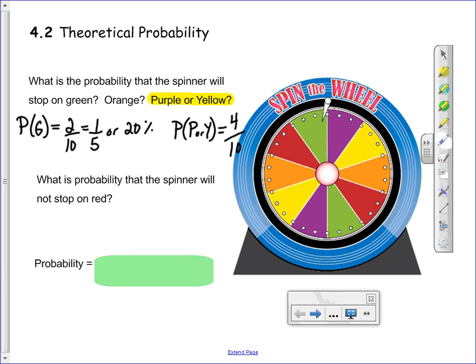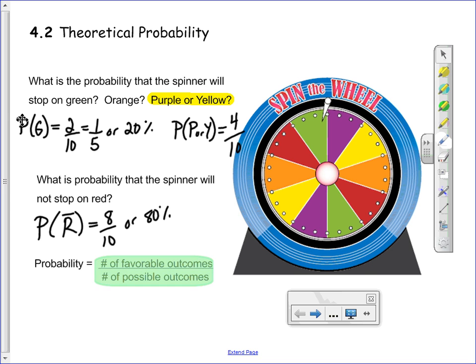You also have some not situations. The second question is here, what's the probability that it will not stop on red? A line over top of a letter means not, or the complement of it. So not on red means everything but red, so that would be 8 out of the 10 are not red, which is 80% chance. In all these cases, I have used the same relationship. The number of favorable outcomes, meaning what you're looking for, not red, purple or yellow, green, over the total number of possibilities. There's 10 in all of them. 10 is the number of possible outcomes.